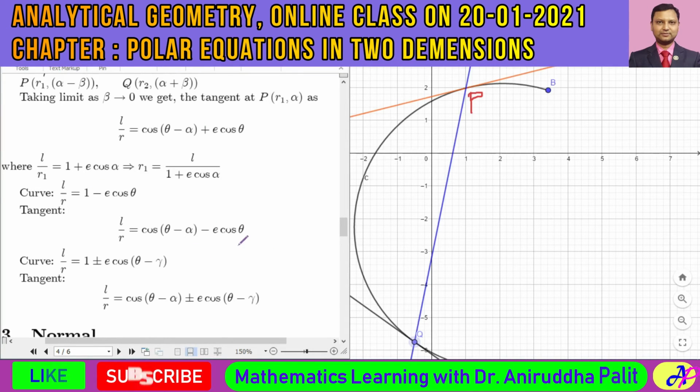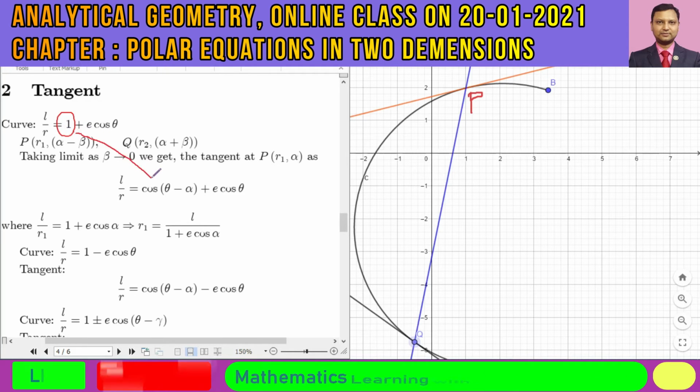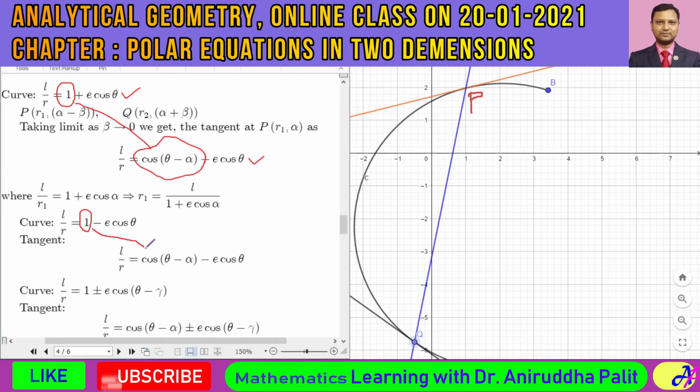Whatever it is, to remember the equation of the tangent, the technique is that if we have a curve L by R equal to 1 plus e cos theta, then this constant term 1 is to be replaced by cos of theta minus alpha, and the remaining e cos theta, whether it is plus or minus, will remain the same. So if we have L by R equal to 1 minus e cos theta, then that 1 has to be replaced by cos of theta minus alpha, and the remaining minus e cos theta will be intact. In this way, you can finally compute the equation of the tangent line at the point having vectorial angle alpha, or simply at the point alpha. Okay, so this is the equation of the tangent. Clear?